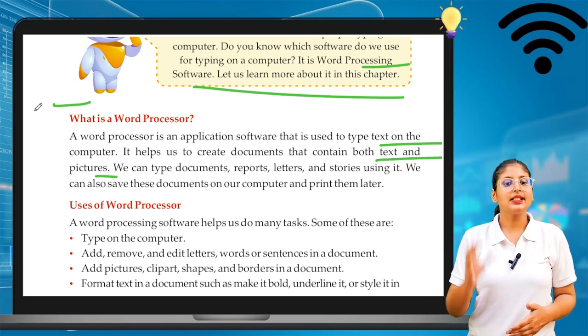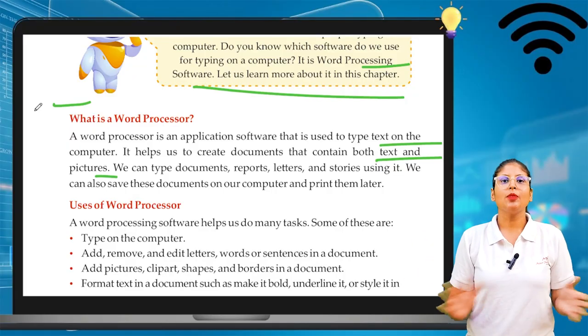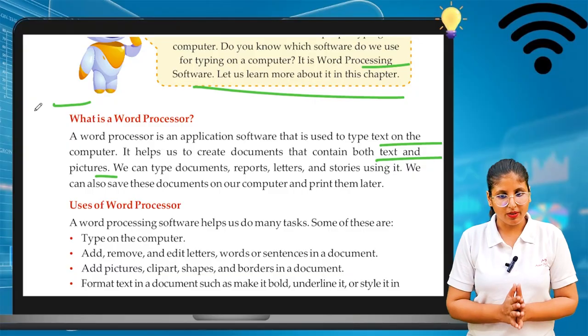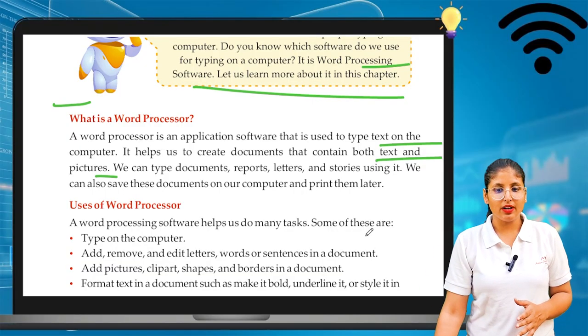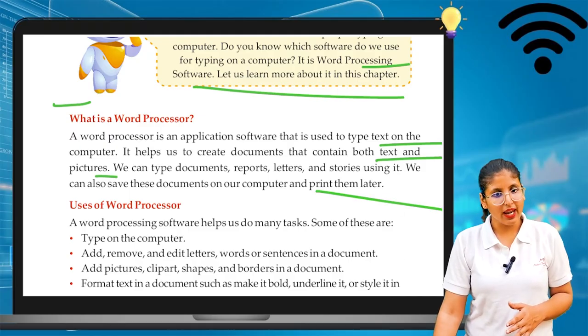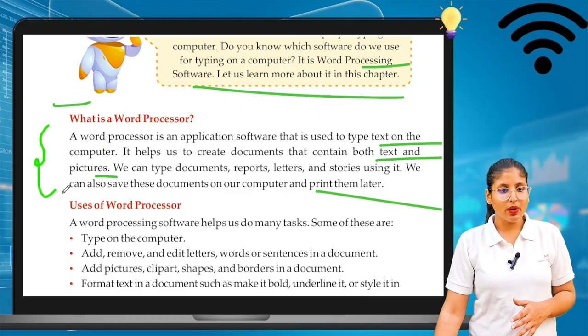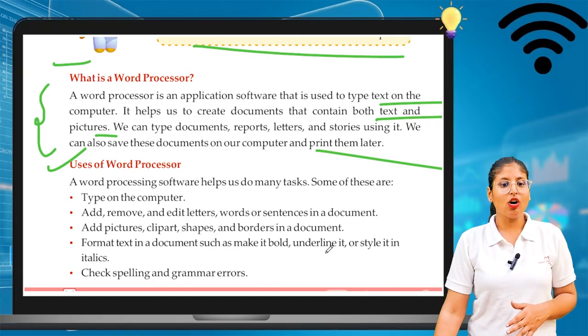We can type documents, reports, letters and stories using it. Any type of typing we can do in word processing. We can also save the documents on your computer and print them later. So we can save the documents in MS Word also. These are the things that we can do in MS Word. Now we will see the uses of a word processor.